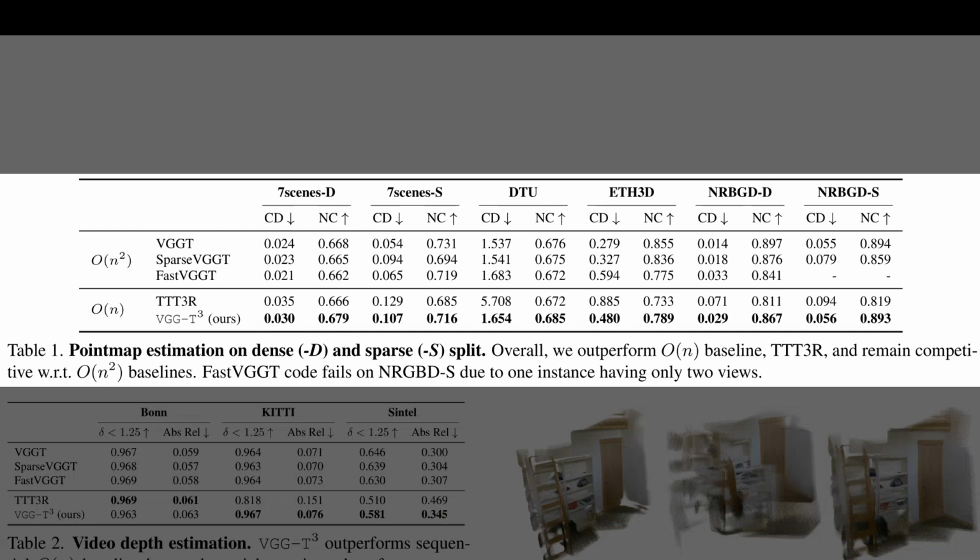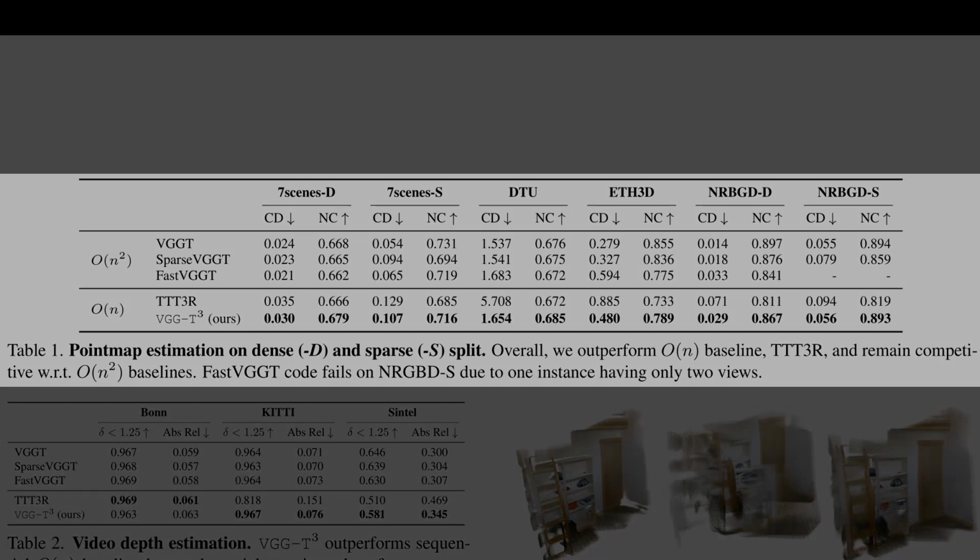Alright, having seen the architectural changes in Figure 2, Table 1 now quantifies the performance impact. It lists point map estimation results, splitting methods into quadratic baselines at the top and linear ones at the bottom. Crucially, VGG-T3 outperforms the competing linear baseline, TTT3R, across almost every metric. For instance, on the ETH3D benchmark, it cuts the chamfer distance error nearly in half compared to TTT3R, showing that efficiency doesn't necessitate a drop in accuracy.